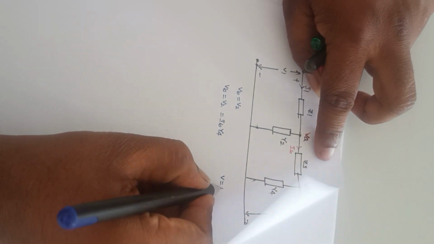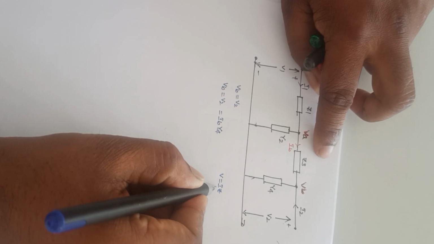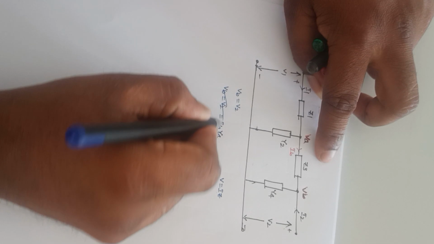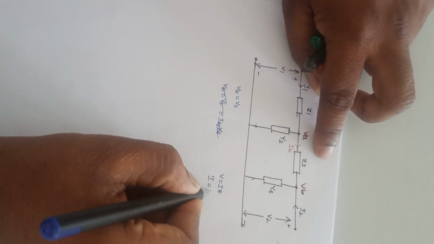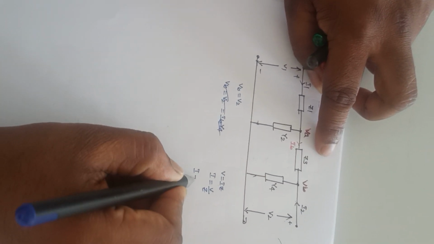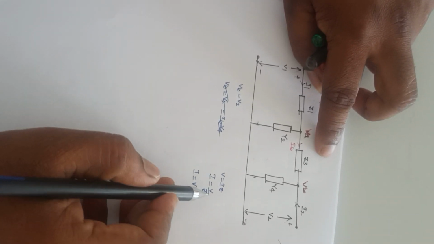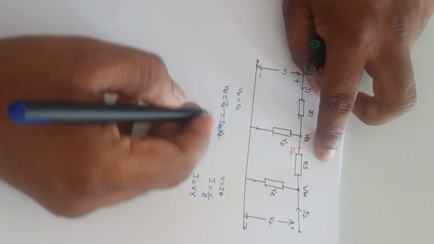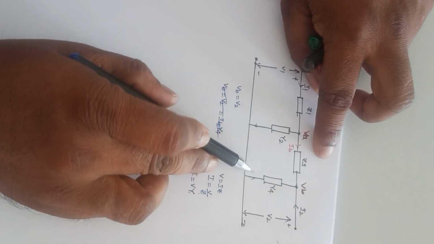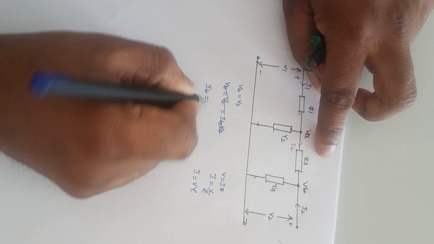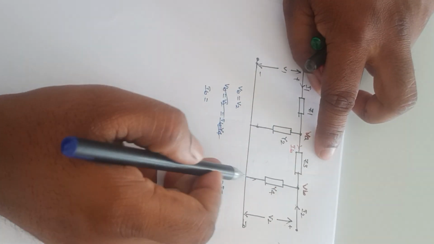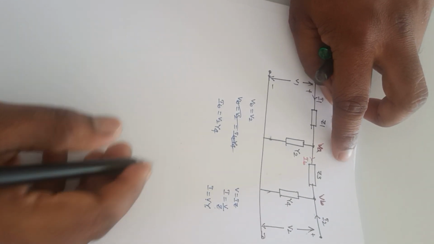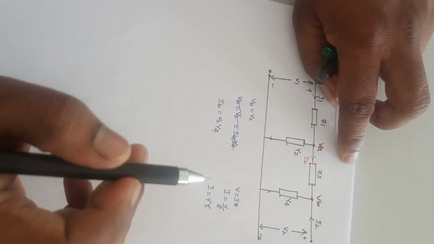Normally V is equal to IZ, but sorry, this is wrong. I is equal to V by Z. So I is equal to V into Y here. 1 by Z is nothing but the admittance Y. So here, the current flowing through this, IB, is equal to V into Y. The voltage across this one is V2, and Y here is Y4. IB is equal to V2 into Y4.